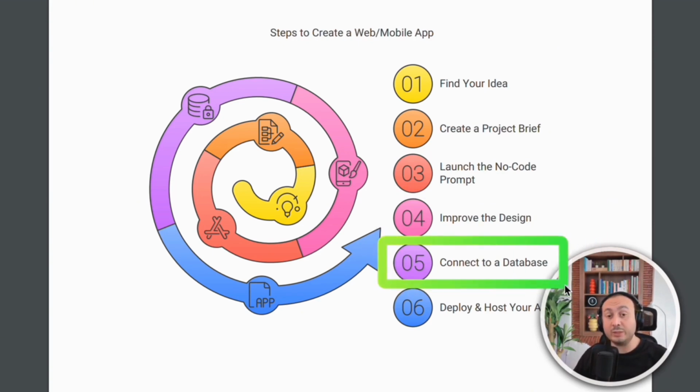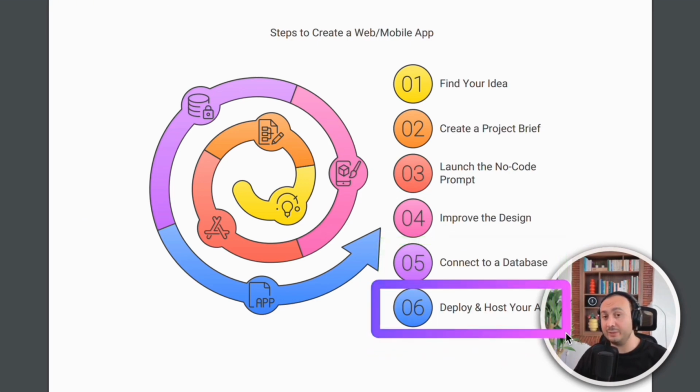Afterwards, we have what is called the connection to the database, because every mobile or web application needs a database. So this step is a very important one. We do it in the 5th priority position. And at the end, we do the deployment, or quite simply, the hosting of our application so that it is in production mode and public mode.